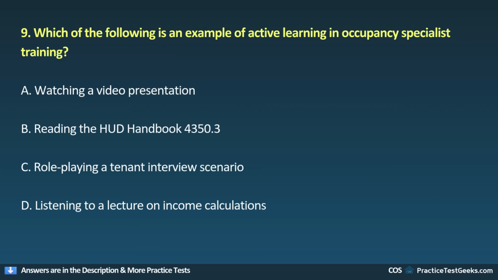9. Which of the following is an example of active learning in occupancy specialist training? A. Watching a video presentation. B. Reading the HUD Handbook 4350.3. C. Role-playing a tenant interview scenario. D. Listening to a lecture on income calculations.